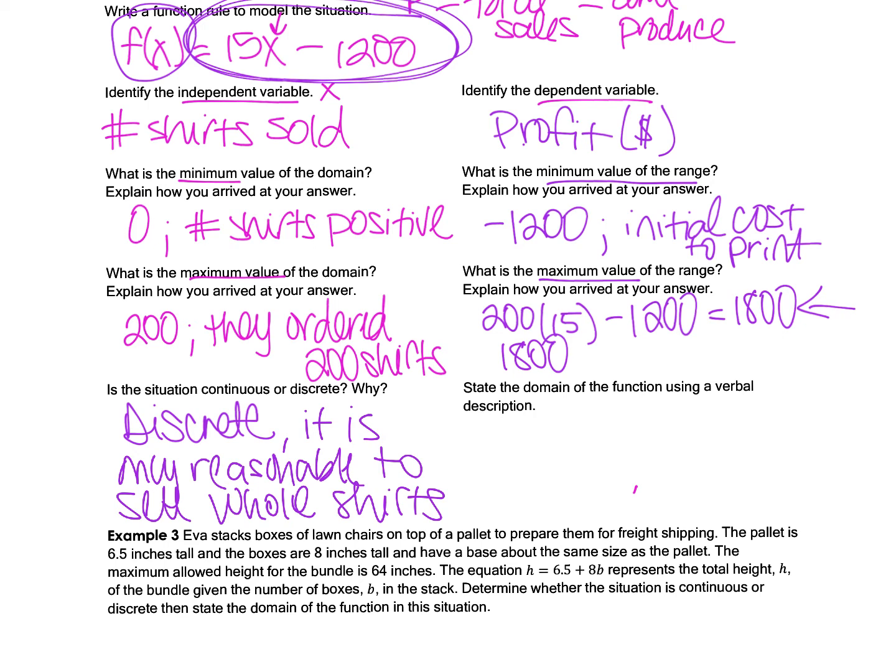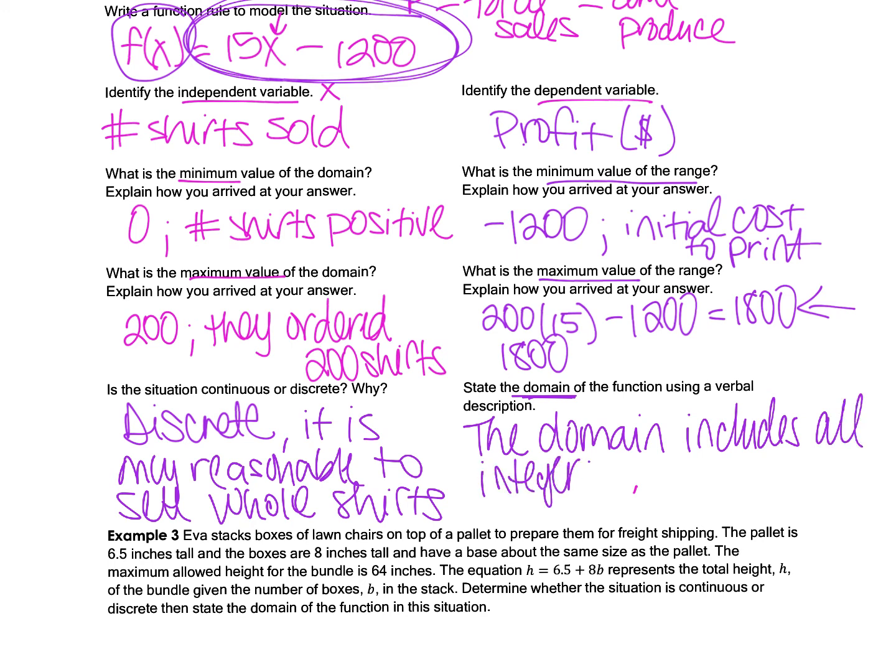It says state the domain of the function using a verbal description. So domain is X. So the domain includes all integers, because we're not using any of those decimals or fractions, between 0 and 200, because that was the max number that they ordered.